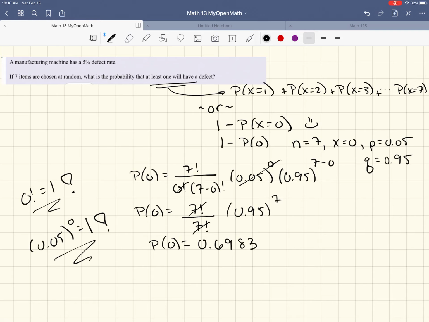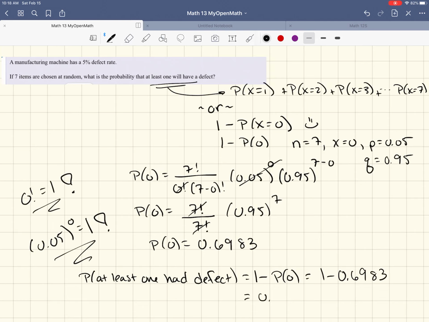Now, the one thing you have to be careful of if you do the problem this way is you're not done yet. That's not what the question asked. This is the probability that none had defects, and you need the complement of that. So the probability that at least one had a defect is 1 minus the probability that none did. So we have to take the complement of our 0.6983. And this will give us 0.3017.